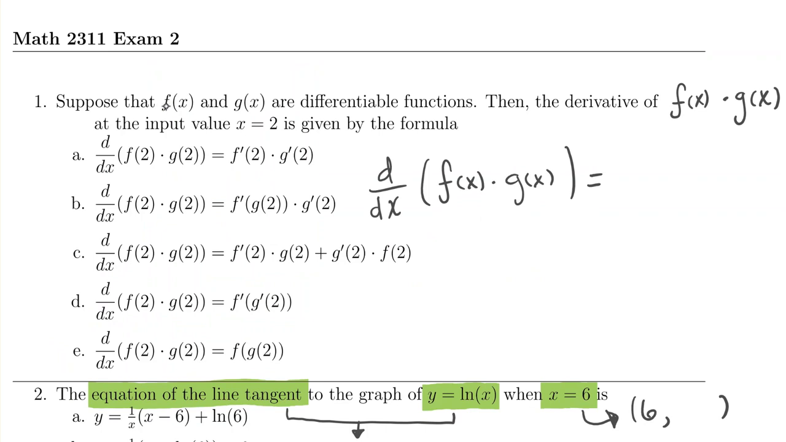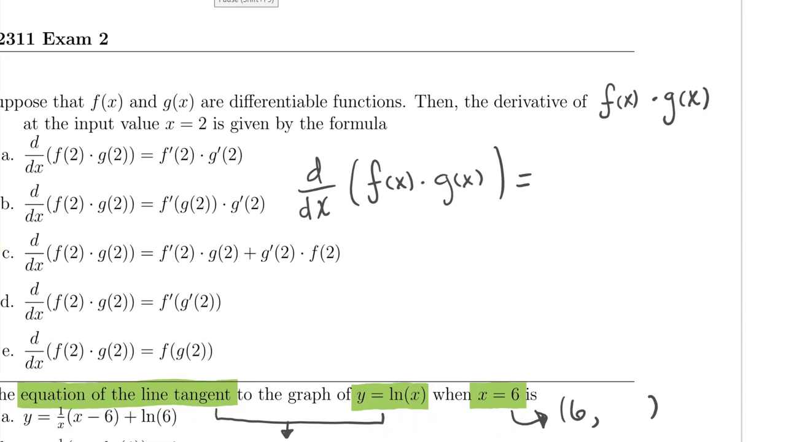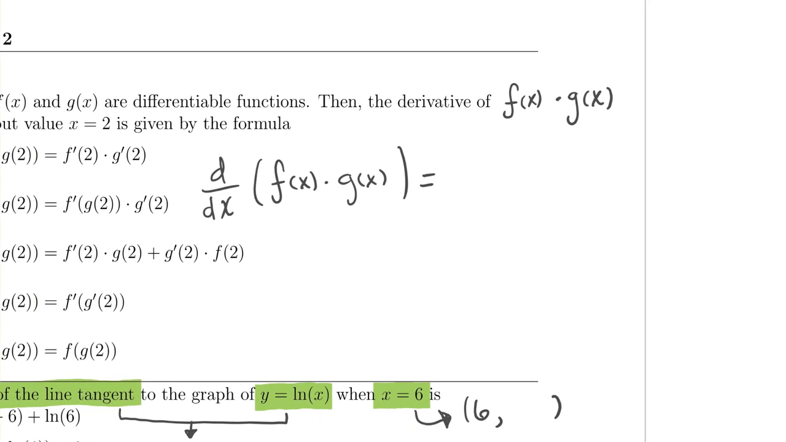The first problem says that suppose that f of x and g of x are differentiable functions, then find the derivative of f of x times g of x at the input value x equals 2. Once we find our answer, we want to select the correct one from the list. So we notice that the structure of this expression is actually one function times another function. So when we take their derivative, we're actually going to need to use product rule.